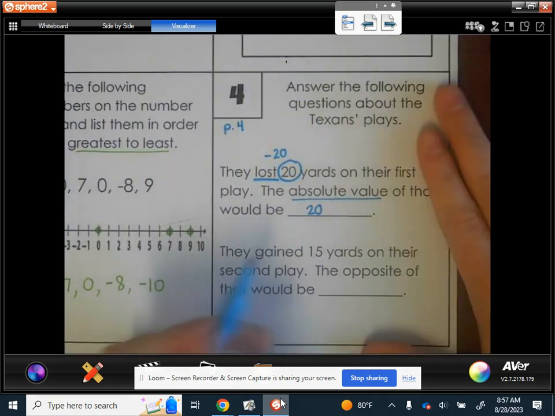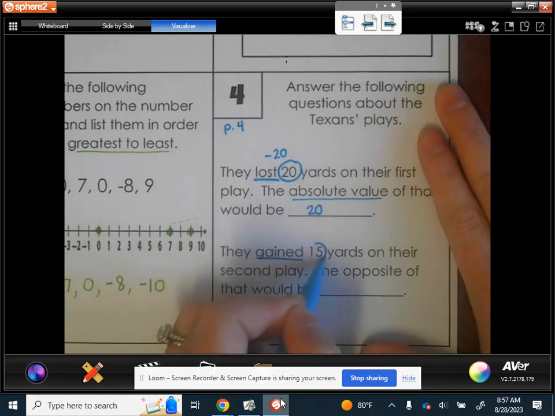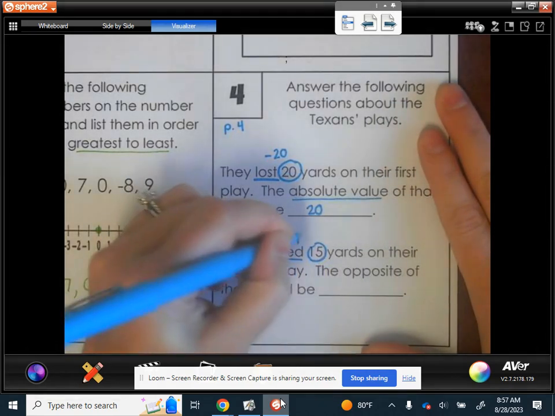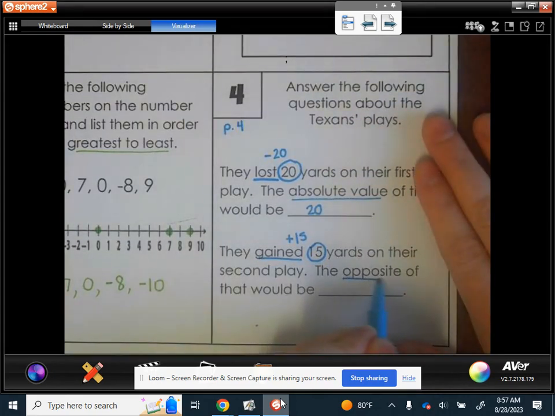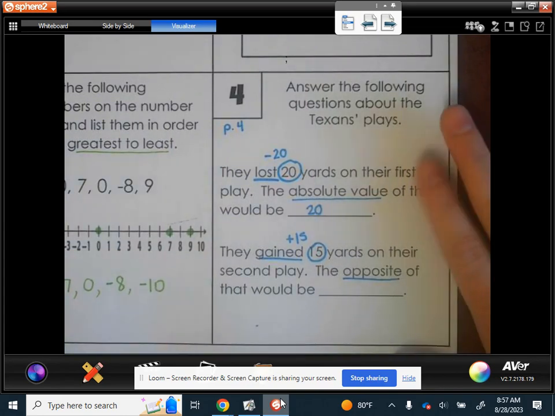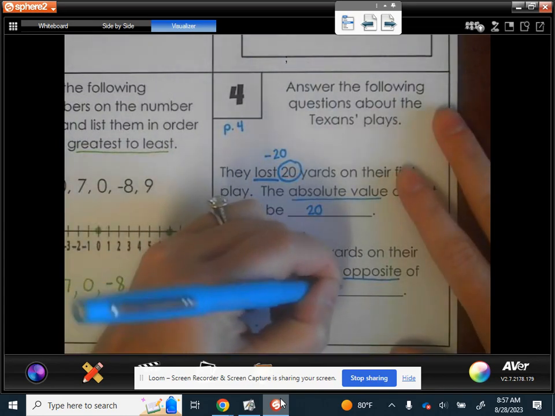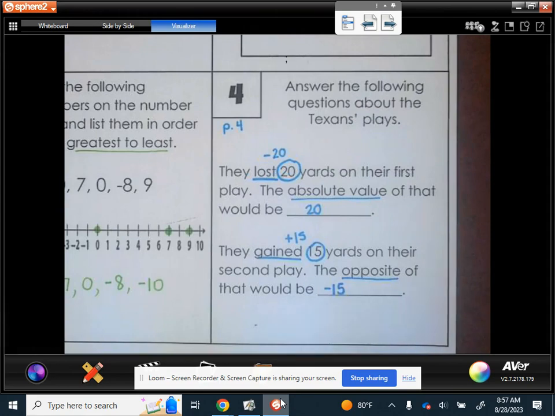The next one says they gained 15 yards. Okay, so that's going to be a positive 15. Gaining, they're going in the right direction. But we want to know the opposite of that, and the opposite of positive is negative. So the answer here would be negative 15.